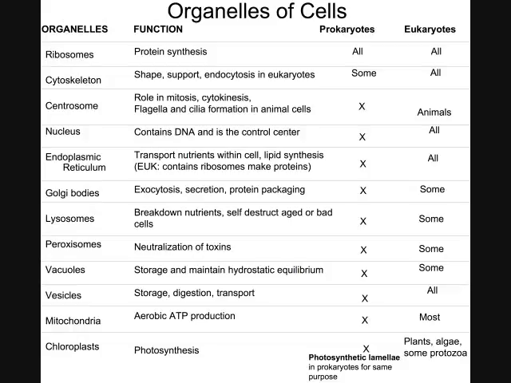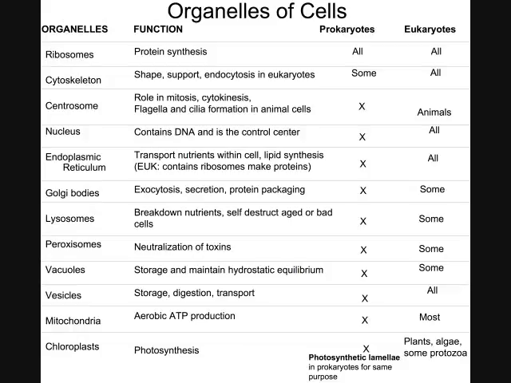Nucleus contains DNA and is the control center of the cell, found in eukaryotic cells. Endoplasmic reticulum, transport nutrients within the cell, and lipid synthesis, found in all eukaryotic cells. Golgi bodies, exocytosis, secretion, and protein packaging, found in some eukaryotics. Lysosomes, break down nutrients, self-destruct aged or bad cells, found in some eukaryotic. Vacuoles, storage and maintain equilibrium, found in some eukaryotic cells.